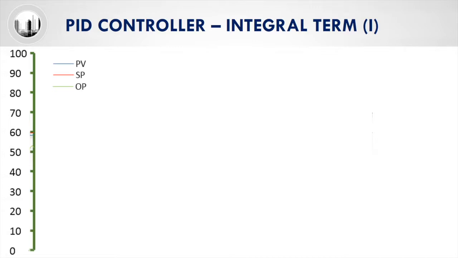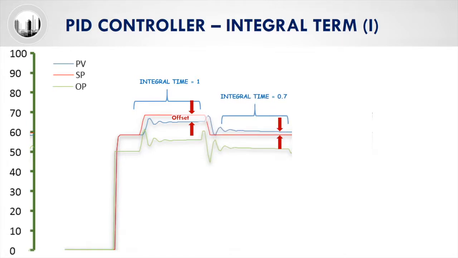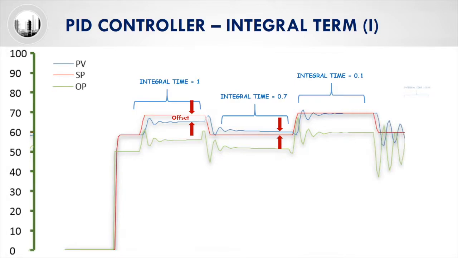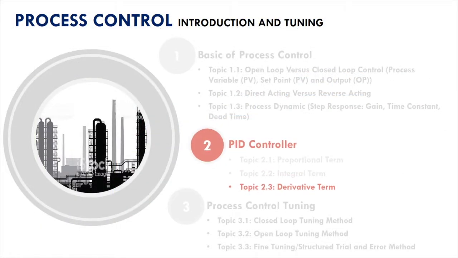In this example, let us evaluate the effect of changing integral time. When the integral time is only 1, we can observe a huge offset. By reducing the integral time to 0.7, the offset reduces. When we reduce further the integral time to 0.1, the offset is eliminated. We need to be cautious not to use too much integral action, as this might cause unnecessary instability to the process control. We have completed the topic on integral term of a PID controller.